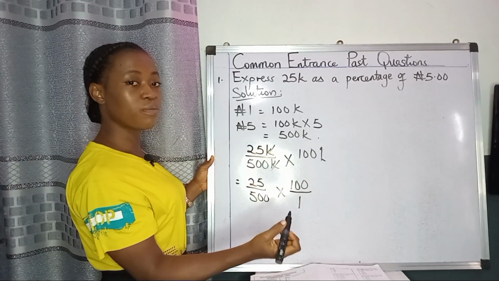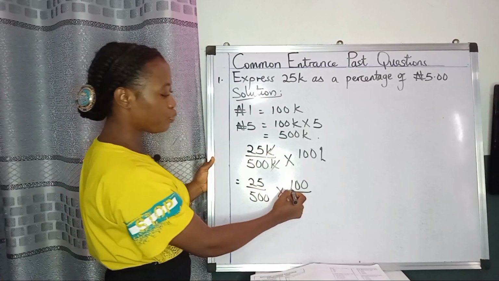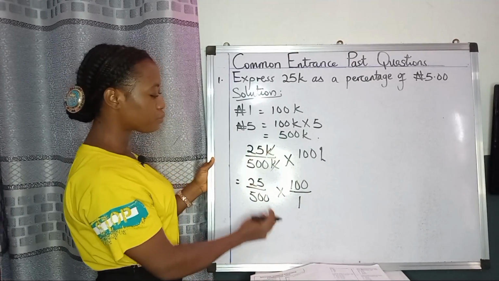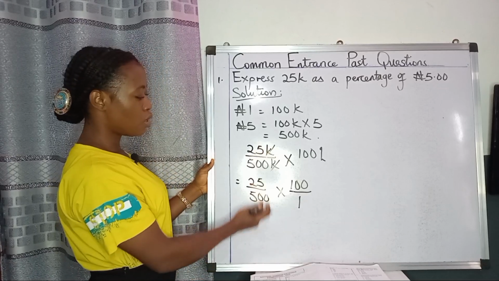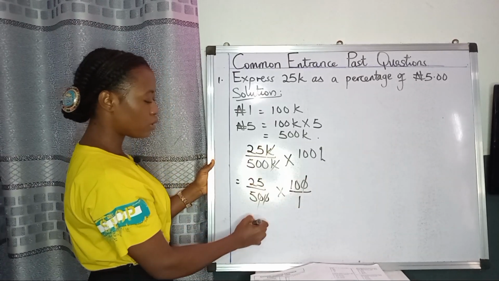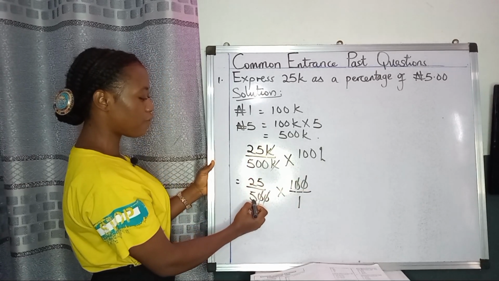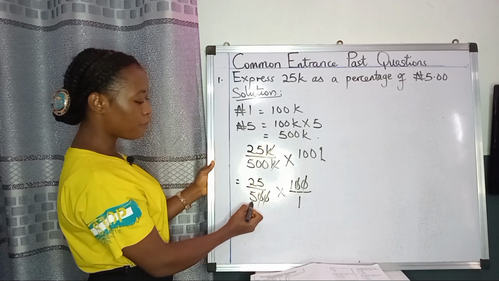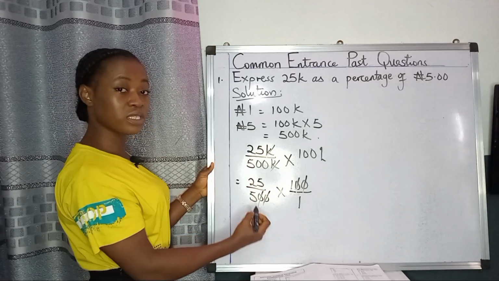For you to write a number as a fraction, a whole number as a fraction, you simply write that number over 1. Okay, if you can remember, simplification of fraction. Now, looking at this, this 0 can cancel this 0, this 0 cancels this 0. Now, basically, we are having 25 over 5, right? 5 can divide 25. So 25 divided by 5 is equal to 5.